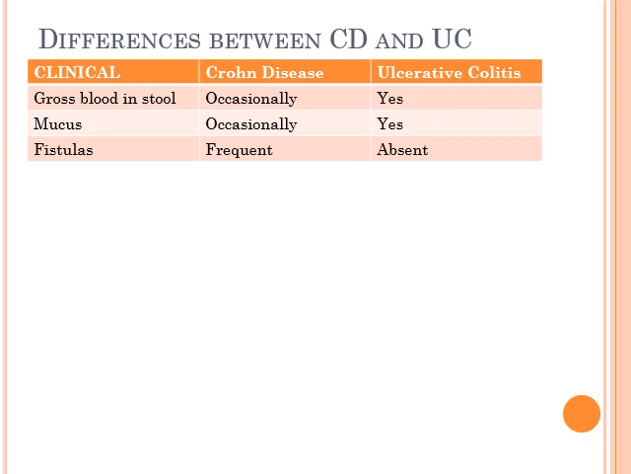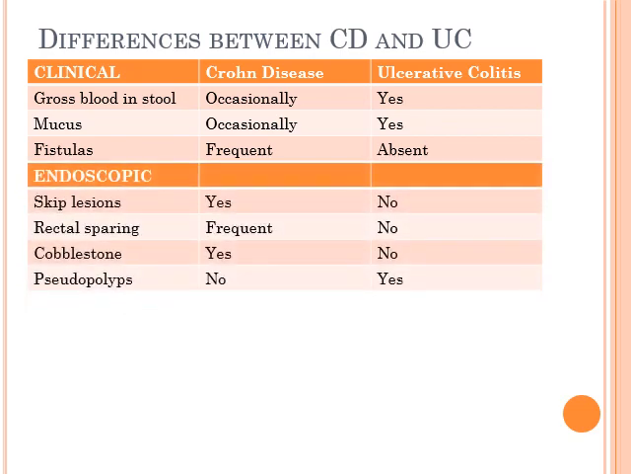Fistulas are frequent in Crohn's disease, leading to formation of sinus tracts, one of those S's in Crohn's disease, and they are absent in ulcerative colitis. So these are the clinical differences. Coming to endoscopic differences, what are the differences in gross morphology? Skip lesions are present in Crohn's disease. They are not present in ulcerative colitis. Rectal sparing, now this is important. In Crohn's disease, sparing of rectum is frequent. But as I told you, in ulcerative colitis there is no sparing of rectum. The only parts that are involved mainly are colon and rectum. So rectal sparing is not present in ulcerative colitis. Cobblestone appearance, yes, in Crohn's disease, and pseudopolyps in ulcerative colitis.